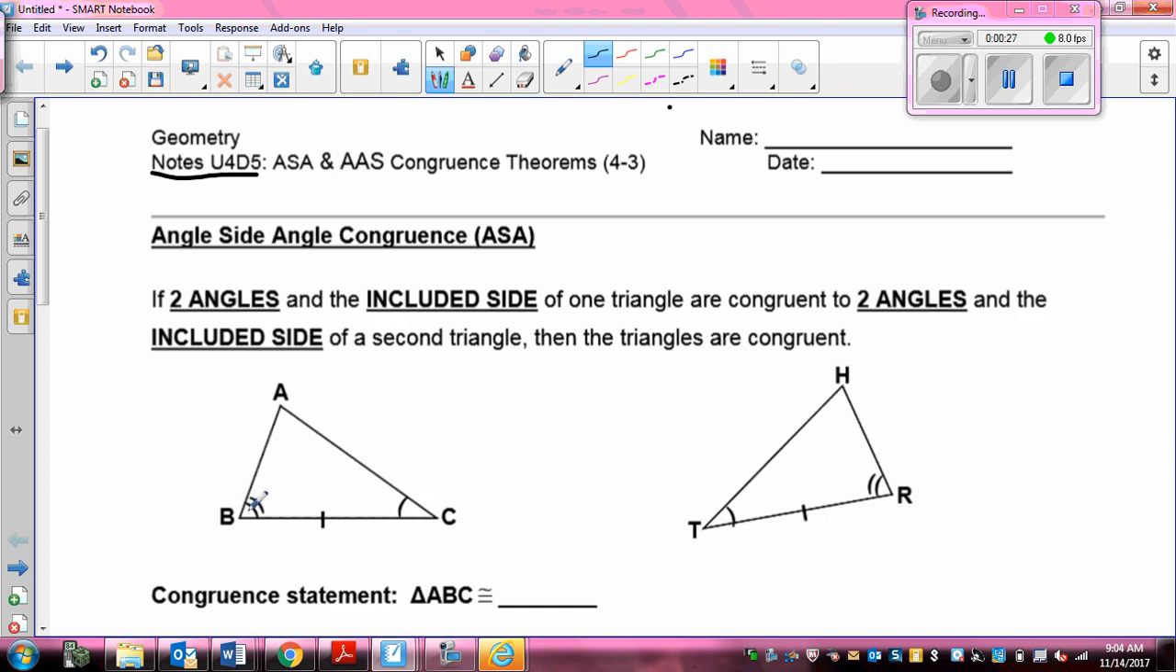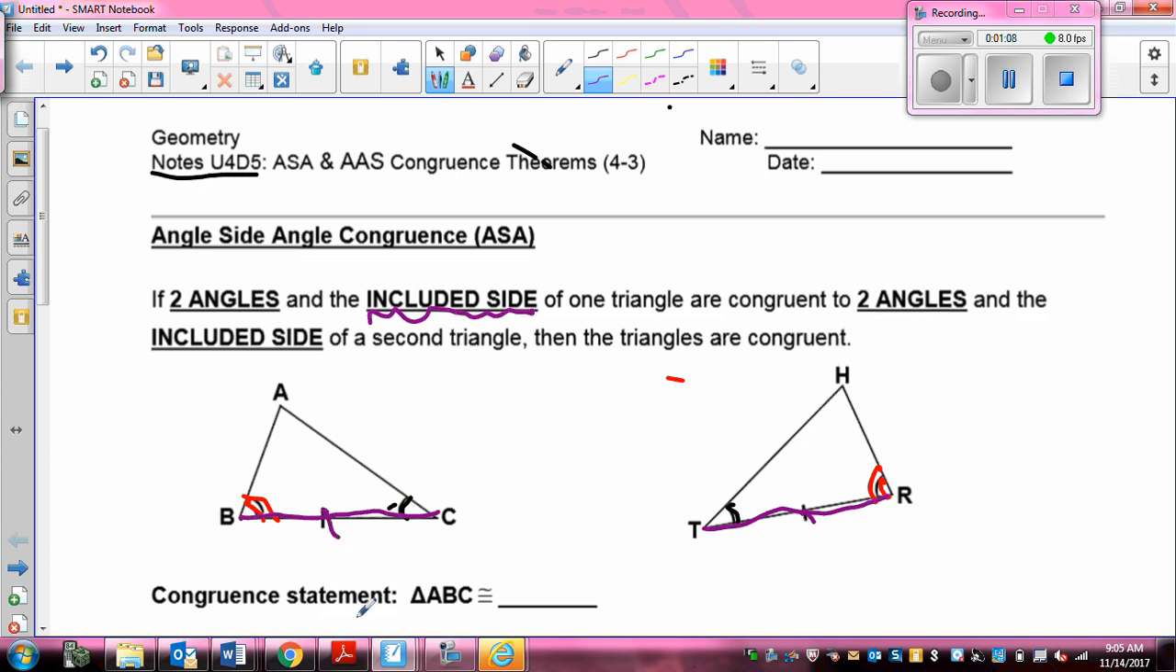So I'm going to show you what this looks like. We're told that this one has one congruency mark and this one has one congruency mark. So these two are congruent. And then the included side, well, let's go at the other angle. This one has two congruency marks, B, is congruent to this one with two congruency marks, R. So these two are congruent. And then the included side, the side that's in between B and C, and the side that's in between T and R are congruent. That's why it has that little dash there. That means that these triangles are congruent.